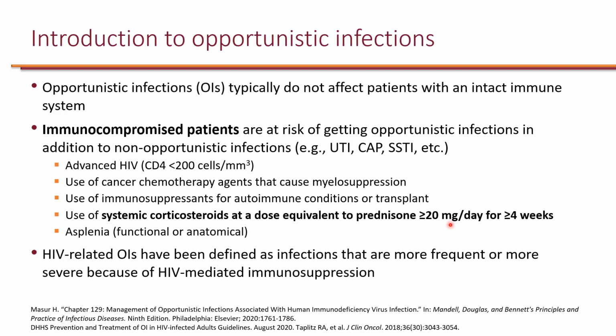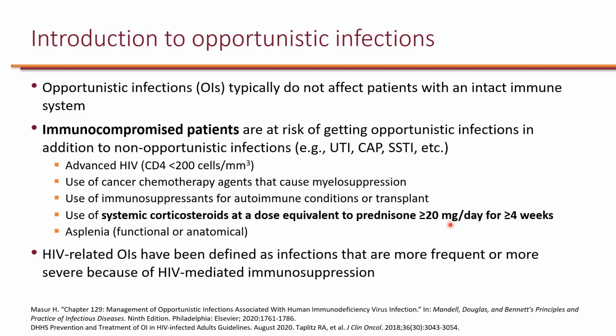The spleen has the function of filtering the blood. Specifically, any bacteria that's encapsulated will be removed by the spleen. That includes pneumococcal species as well as Haemophilus influenzae. Asplenia could be either functional asplenia, for example, patients with sickle cell disease will have a non-functioning spleen, or anatomical, meaning that it was surgically removed, so splenectomy.